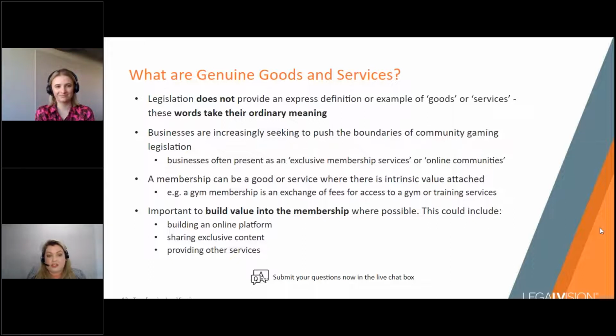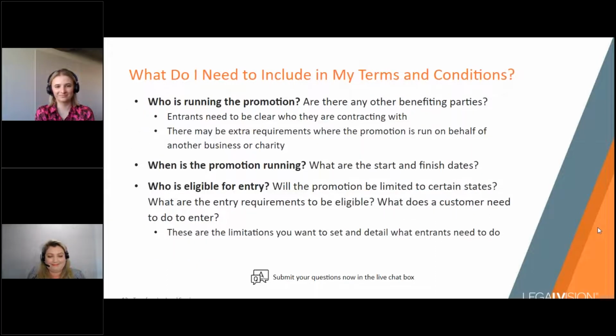So in terms of terms and conditions, Caroline's going to speak specifically more about that. Thanks, Beck. So as we've mentioned, terms and conditions are necessary to set out all the rights and obligations of the business running the promotion and also the obligations of entrants. The key provisions to consider before you launch your trade promotion are, firstly, who is running the trade promotion? Are there any other benefiting parties? So entrants need to be clear who they're contracting with.